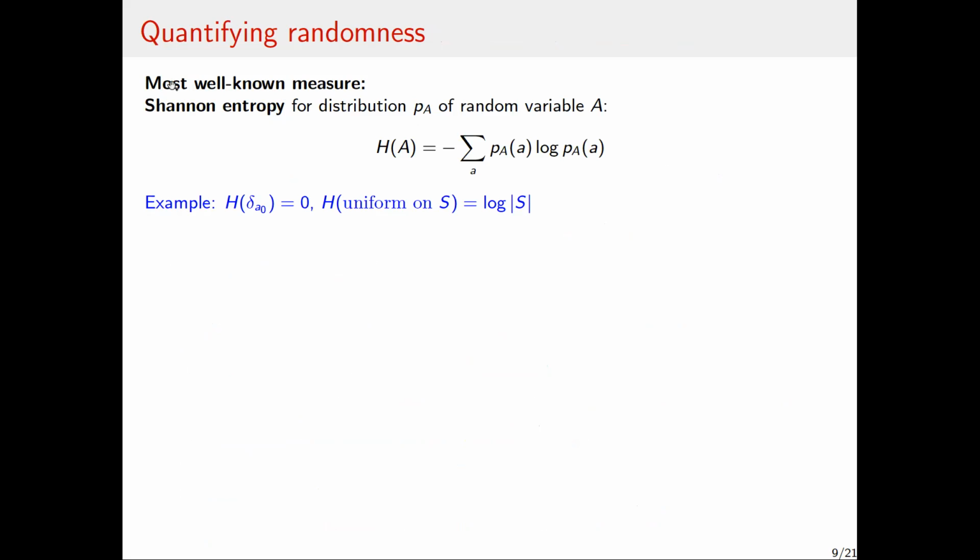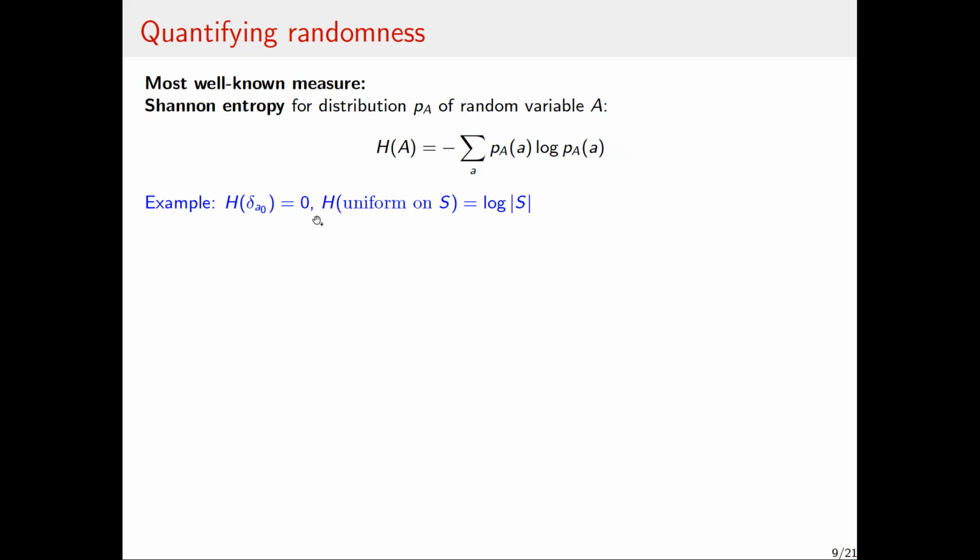Okay, so probably the measure of randomness that many of you are familiar with is the Shannon entropy. For a given random variable, let's call it A, I consider everything as discrete here. It has a probability distribution, which I denote P_A. The Shannon entropy is just given by minus the sum over A of the probability of A times the log of the probability of A. This is a widely used measure of randomness.